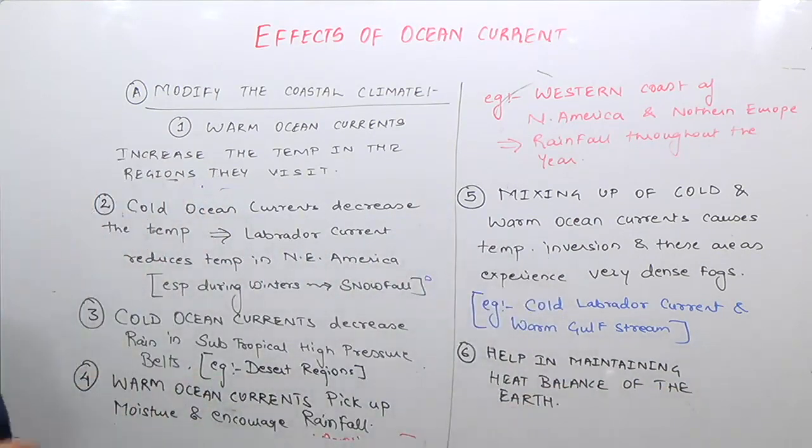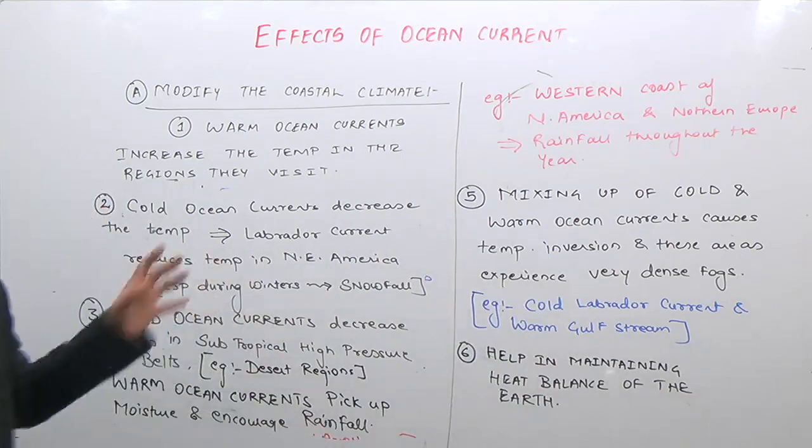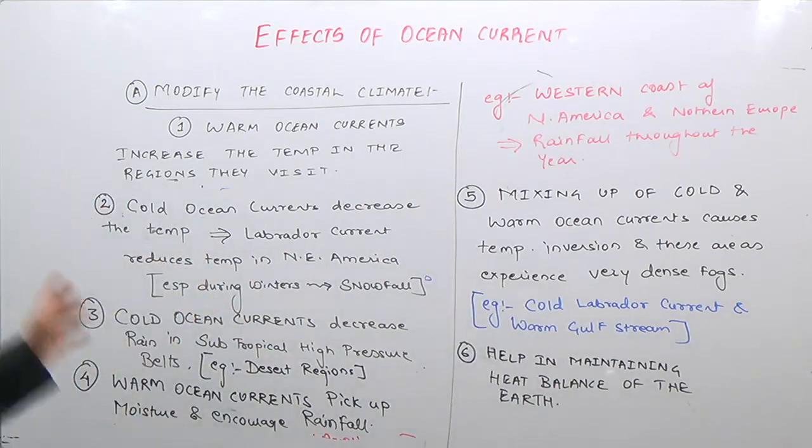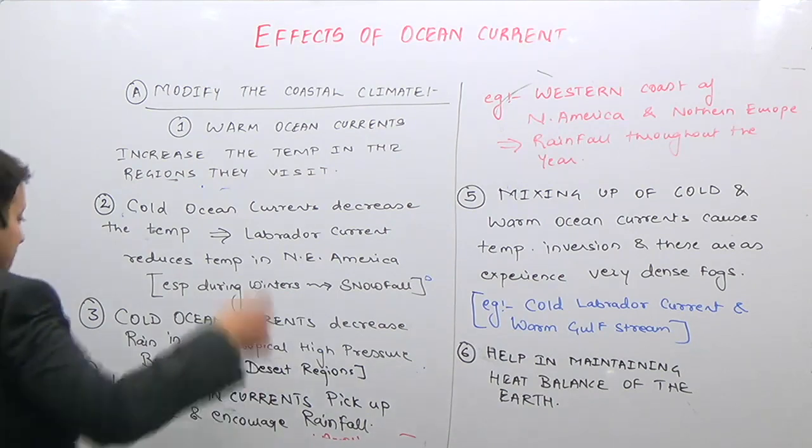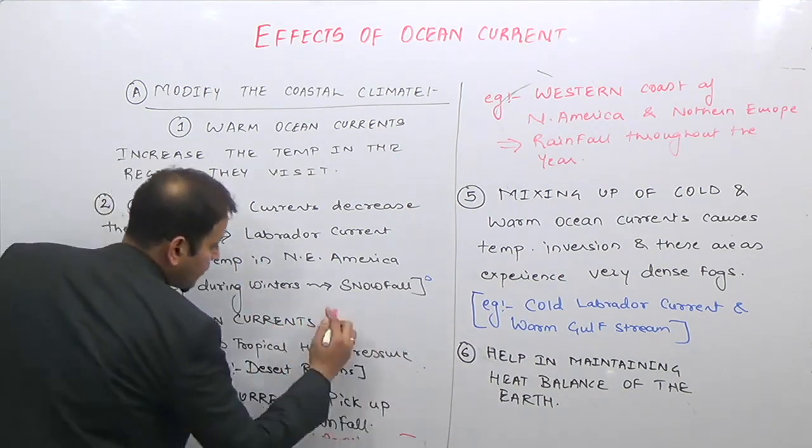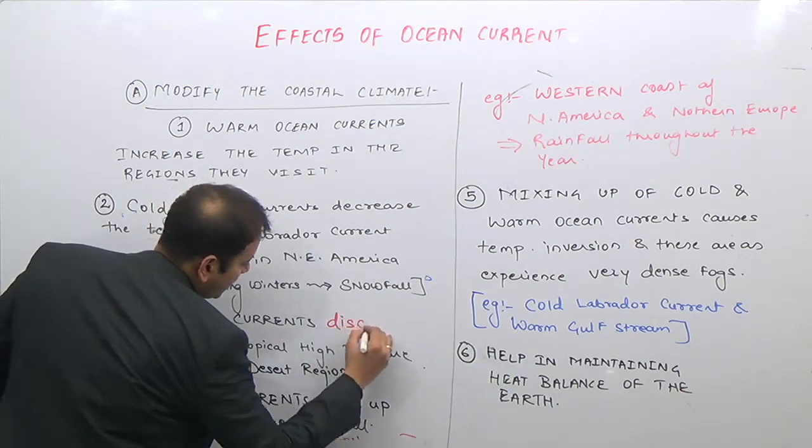So these are the different effects of an ocean current. First, the modification of a coastal climate: warm ocean currents increase the temperature in the areas they visit. Second, cold ocean currents decrease the temperature in the areas they visit. An example is the Labrador current, which reduces the temperature in northeastern America, especially during the winter, when it will cause snowfall. Cold ocean currents also discourage the rainfall.